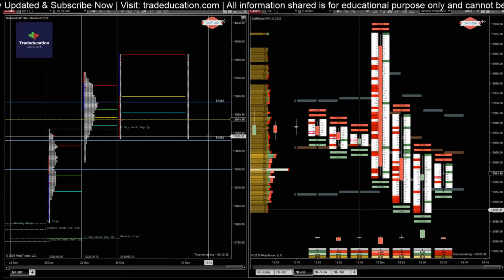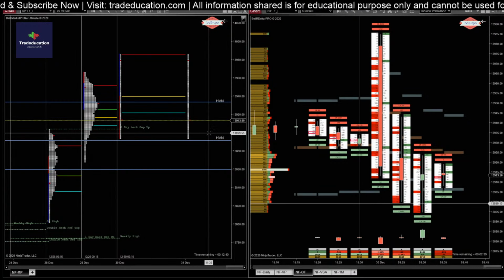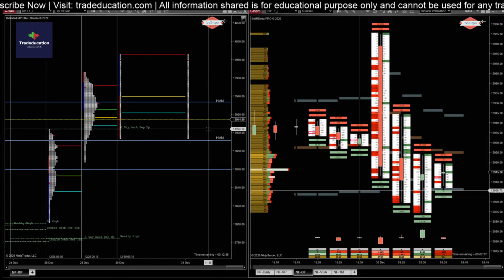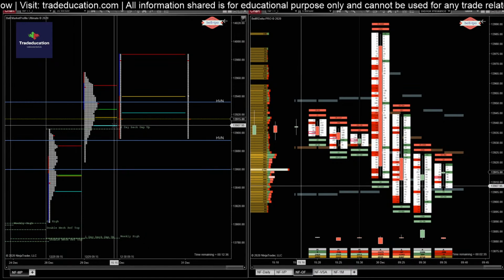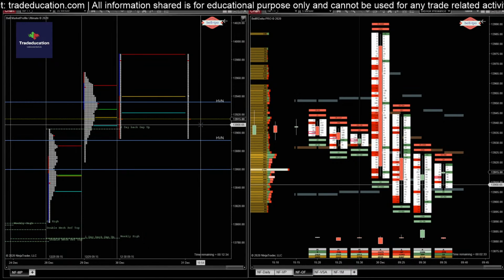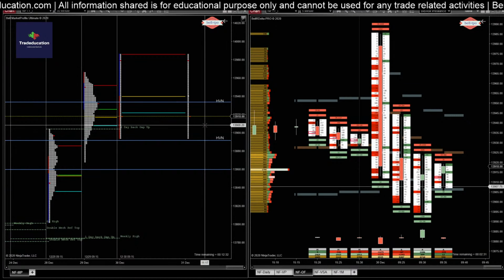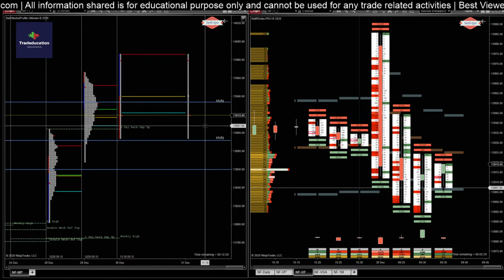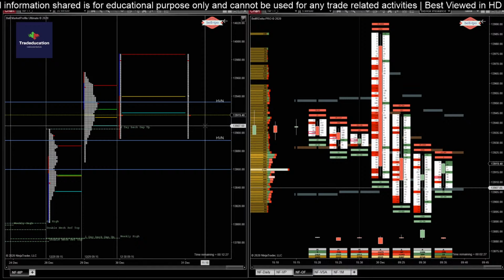Okay, so 13903 was the level, around the value area low of yesterday. So again, the auction came down, and this is now my immediate reference level. I'm not seeing any trades for the moment.